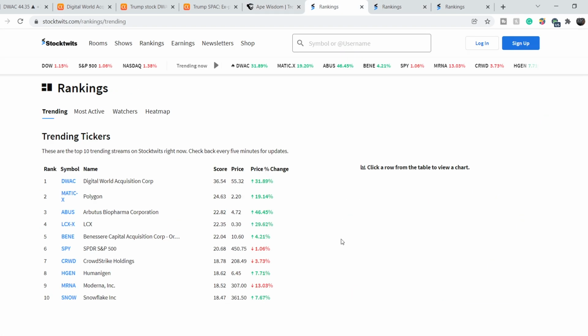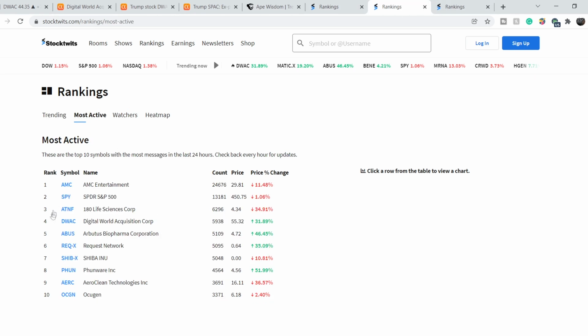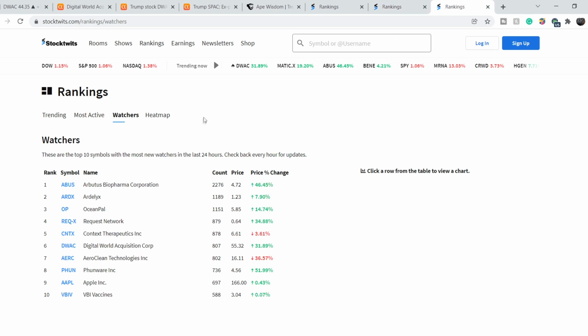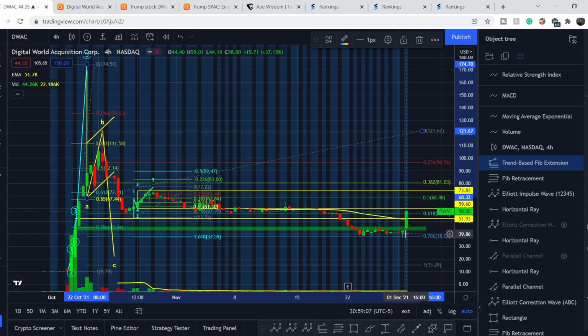On top of that, on stocktweets.com we have DWAC on the first place in the trending section with a score of 36.54. Next, in the most active section, we have DWAC on the 4th place with almost 6,000 messages. And on top of that, in the watchers section, we also have DWAC on the 6th place with about 807 watchers during the last 24 hours. So very good activity from the retail community. That's why we can have a trend continuation of this recent movement to the upside.